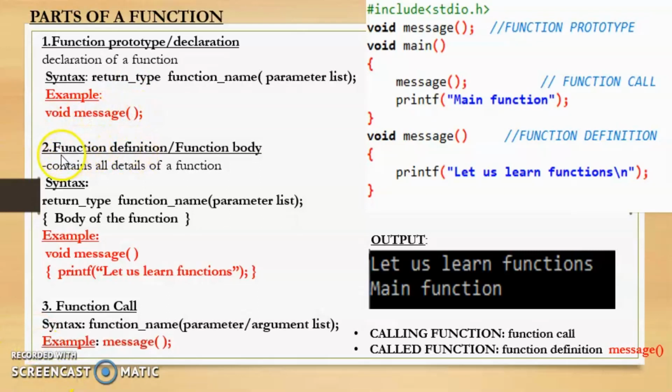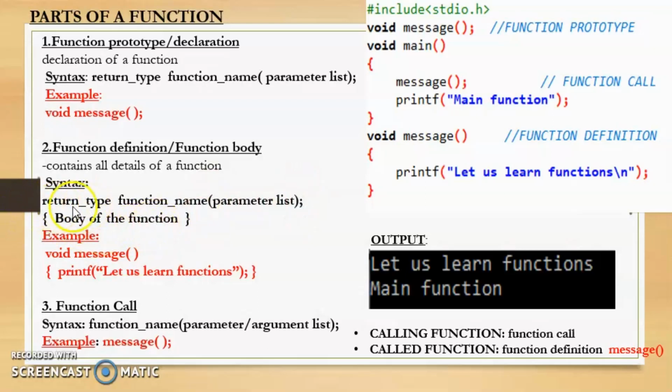Second part of the function is the function definition. Now in function prototype, we were only declaring a function, but the actual code of the function or the actual details of the function will be written inside the function definition. The syntax is the return type, then the function name. In the round brackets, we write the parameters, and in the brace brackets, we write the body of the function.